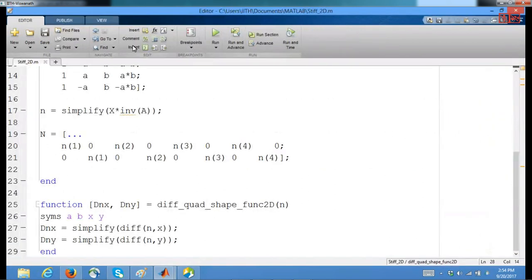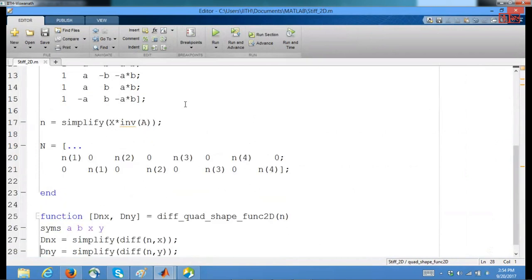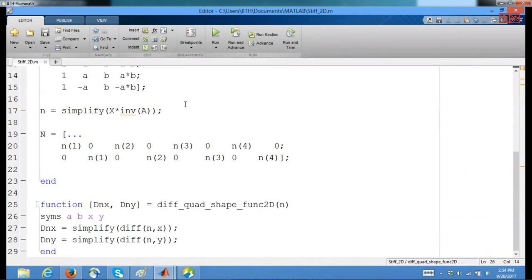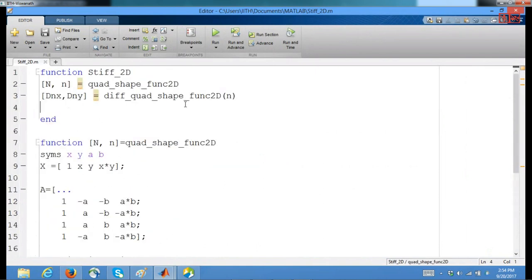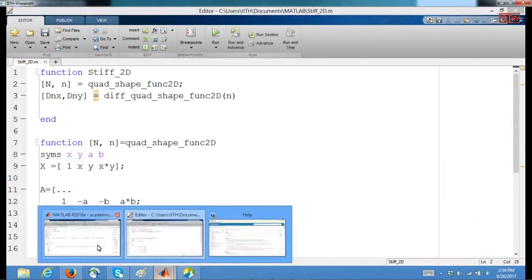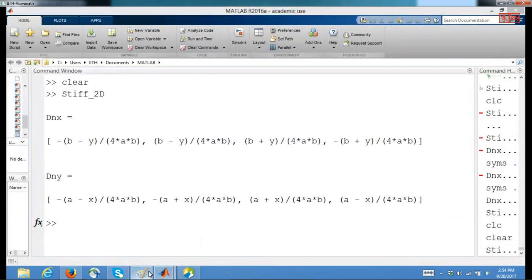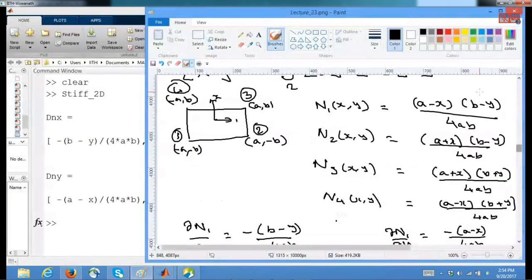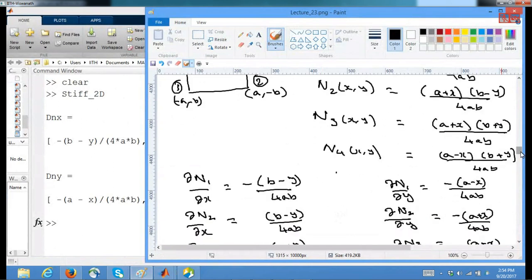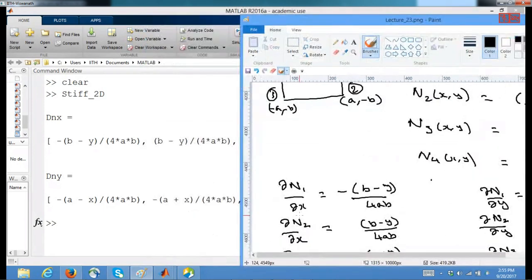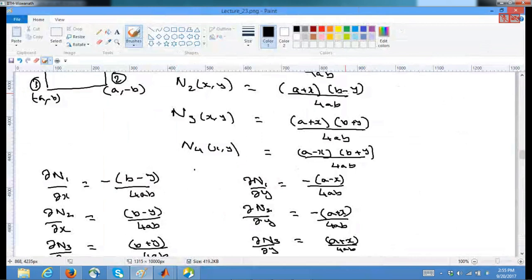So it is giving back our dny and dnx as we have seen. So dnx and dny, if you look at here, let us run it. So the first term is, as we seen here, minus b minus y by 4ab, and dny is minus a minus x by 4ab, as you can see here, and the rest of the things would also be matching. So b minus y by 4ab and minus of a plus x, and the rest of the things is matched. So I have the correct ones.